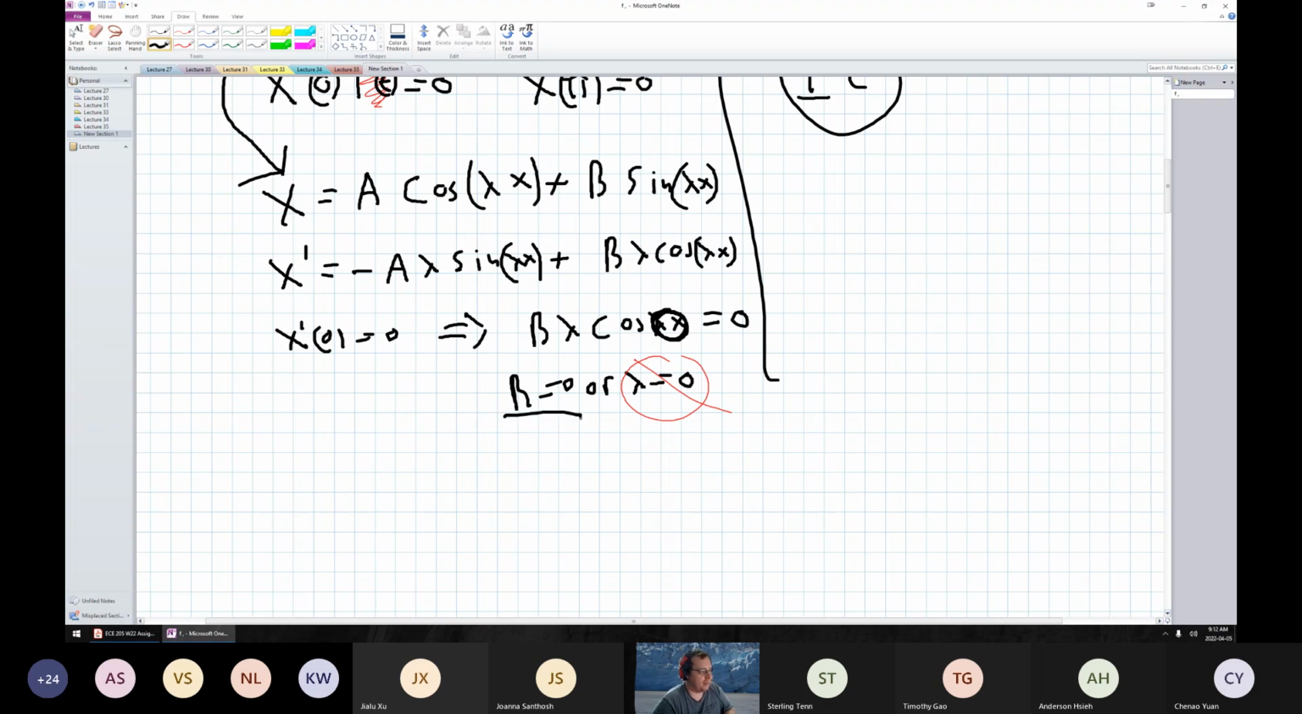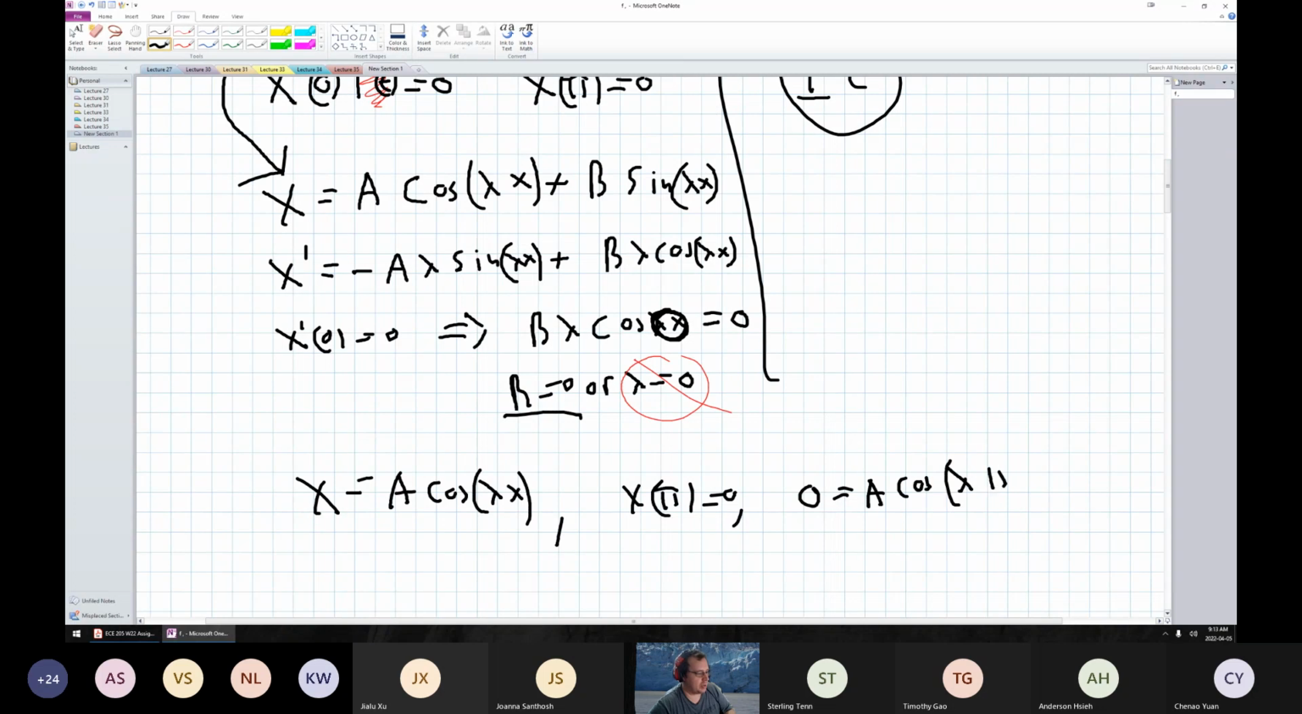Okay, so since I have b is 0, my new x is just a cosine of lambda x. Now I want to use my other boundary. So I have this at pi, so x at pi is 0. Well, that tells me that 0 has to be a cosine of whatever lambda is times pi.